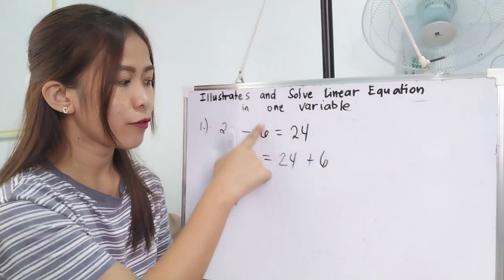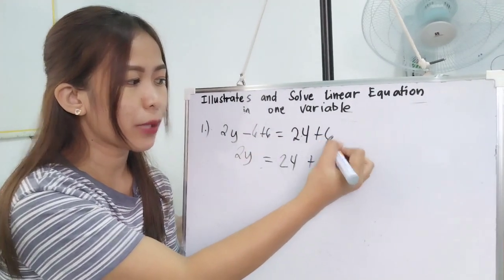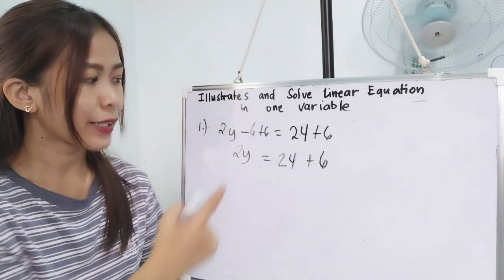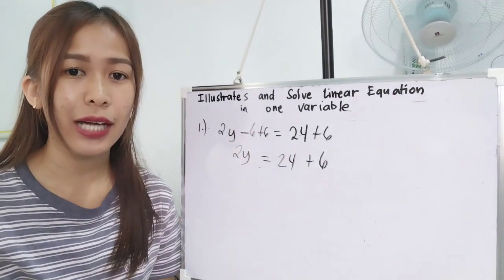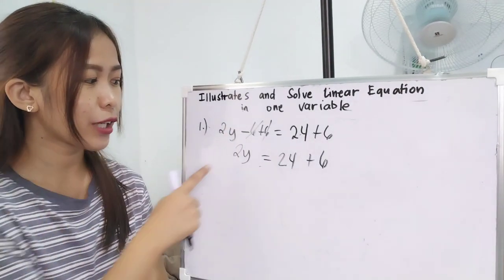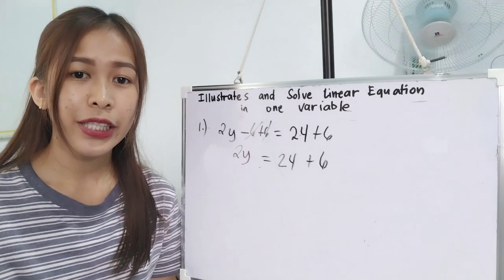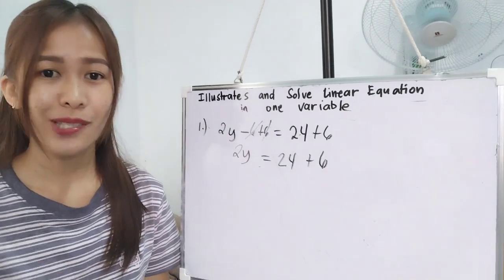Add lang kayo dito. Wait lang. Add lang kayo dyan ng plus 6, and then dito ay plus 6. Ayan. And then, dahil ito ay negative 6 plus 6 na, magiging 0 na yan. So, i-cancel nyo yan. And then, meron ka ng 2y is equal to 24 plus 6. Same lang dito sa traditional method na ita-transpose.